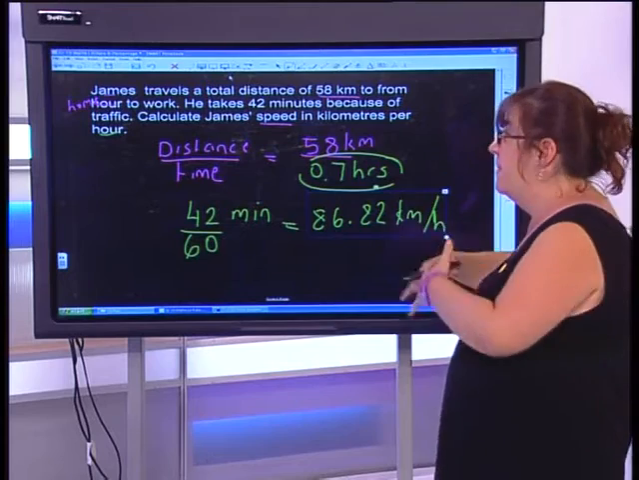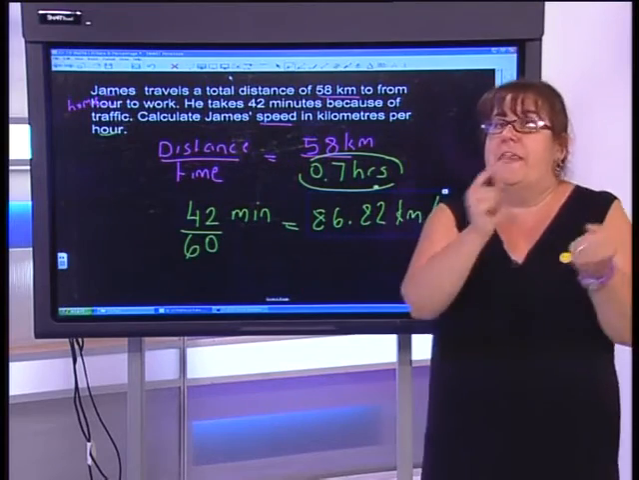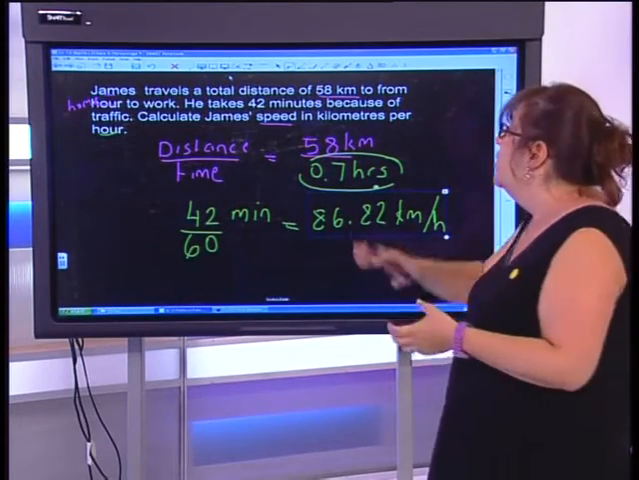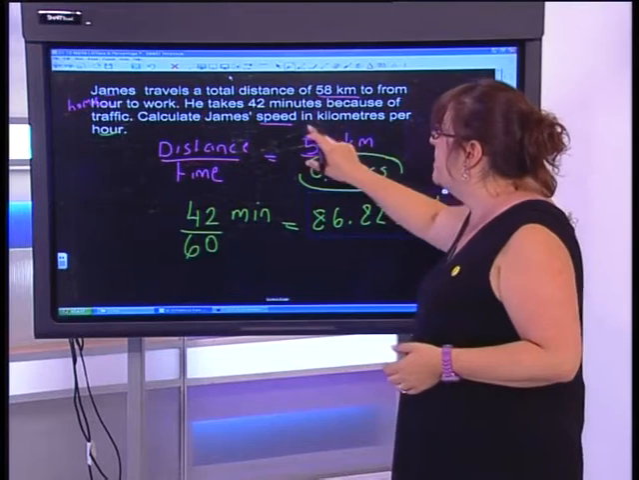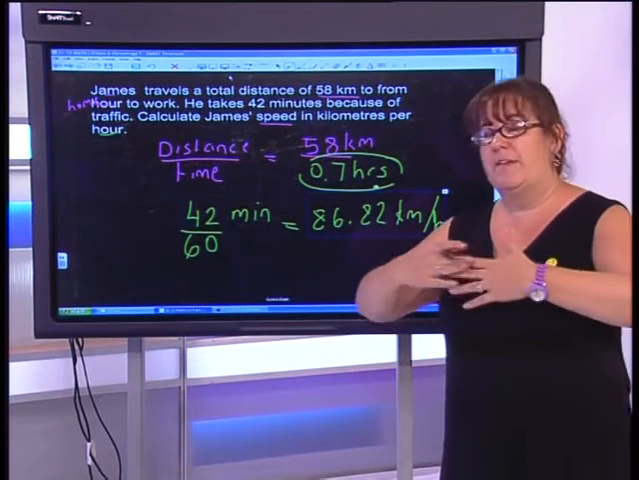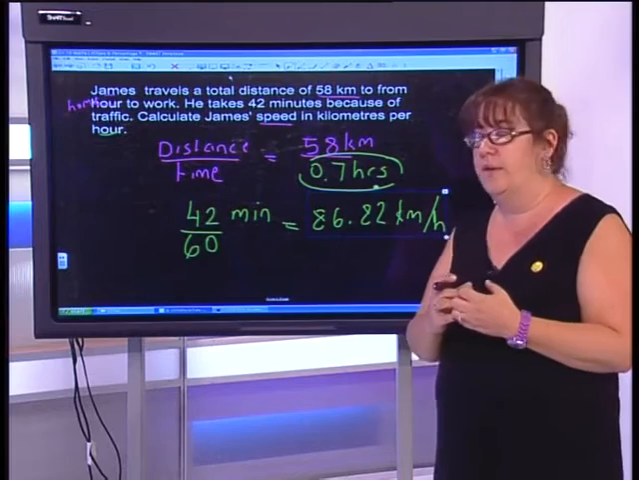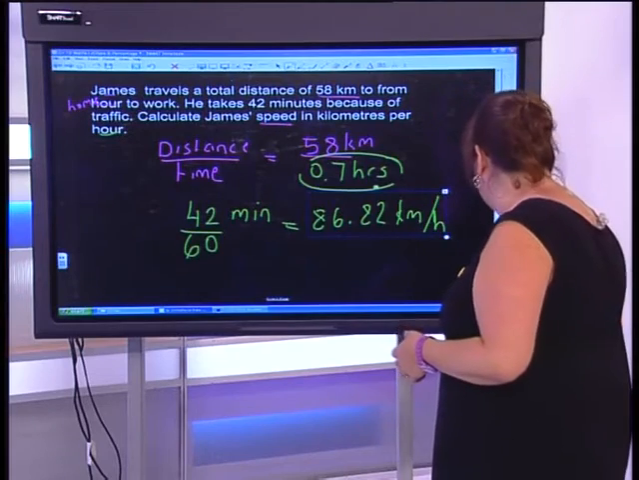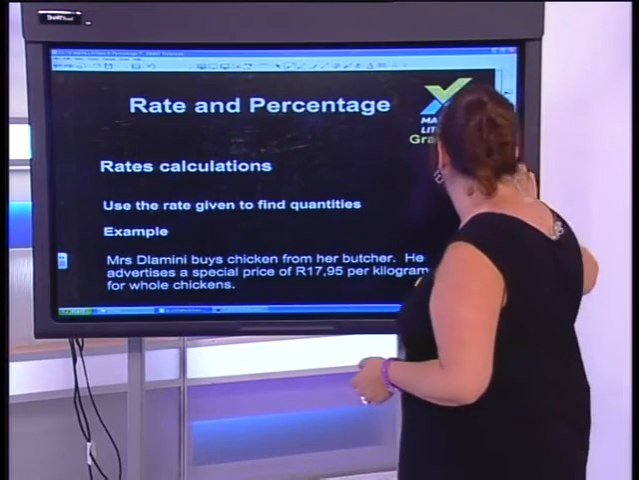Are we expecting a number that is bigger or a number that is smaller? Okay, so quite clearly, his speed has to be bigger. We're looking for a bigger number because he's traveling that distance in less than an hour. Okay, I hope that helps. Right, let's move on to the next question.